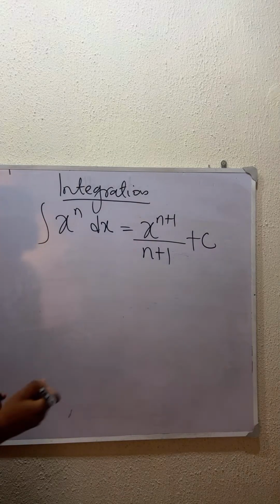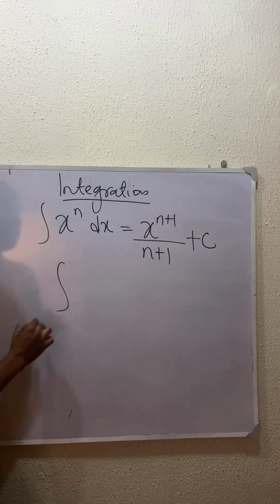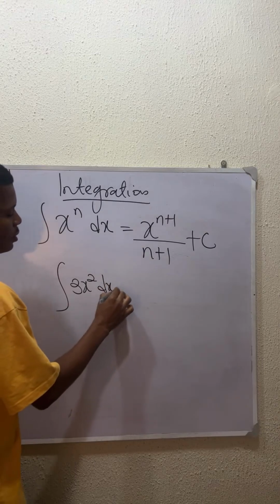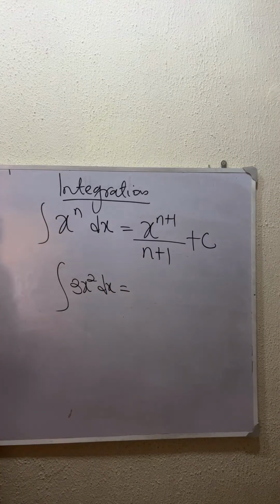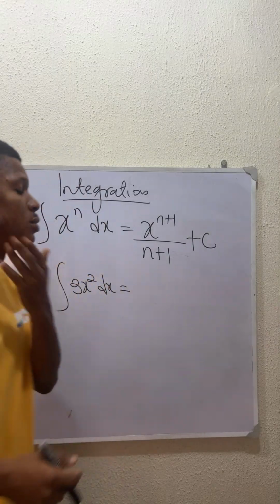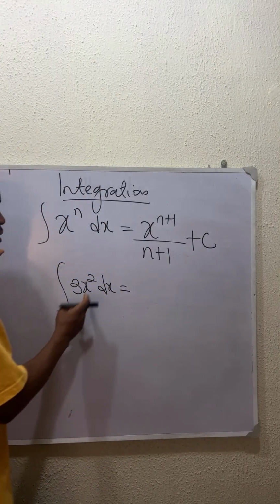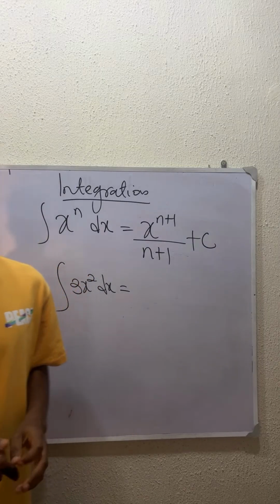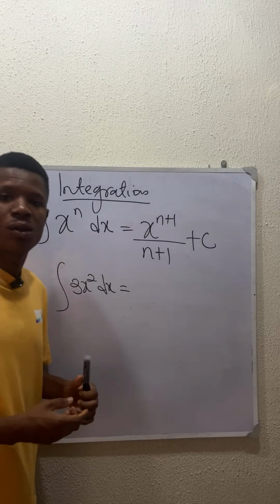Let's say, for instance, you are told to integrate a function like 3x squared with respect to x. It is very, very easy. All you have to do is increase the power by 1, divide it by the new power, and put your constant of integration.